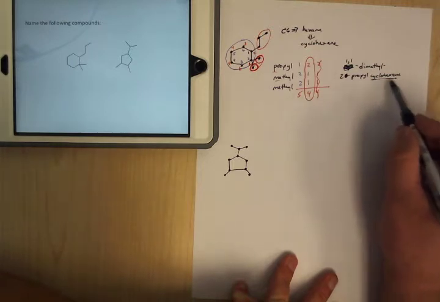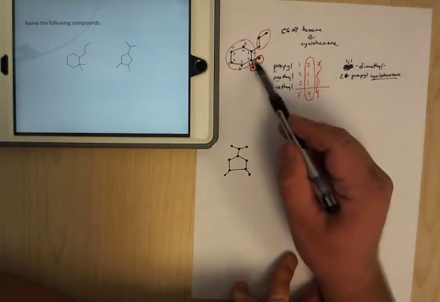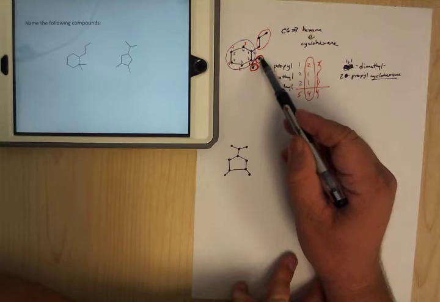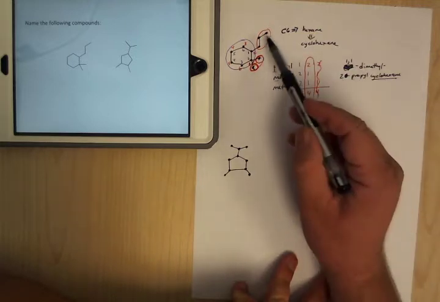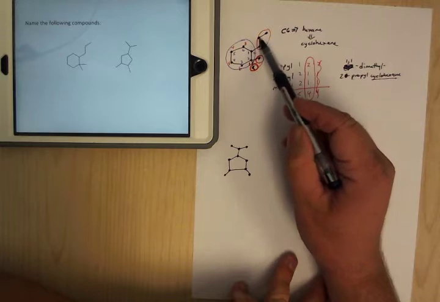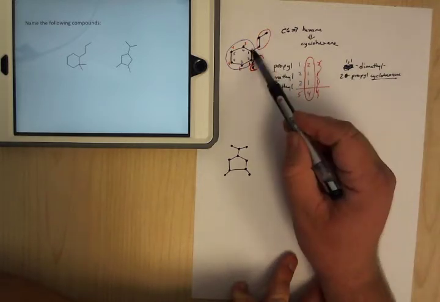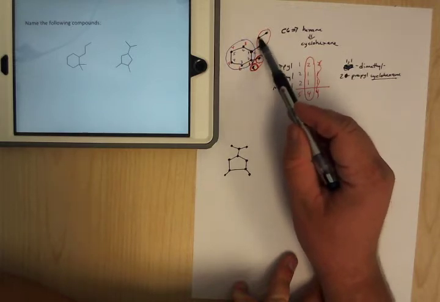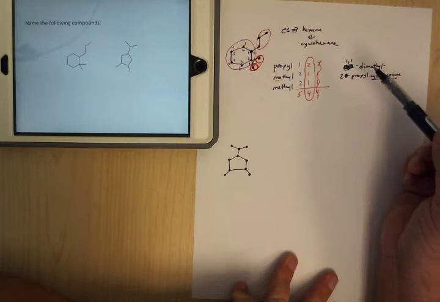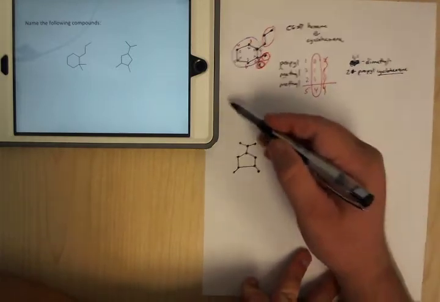So I've got a cyclohexane. I've got 2 methyl groups coming off of carbon 1, and the propyl group coming off of carbon 2. It's a 1, 2, 3 carbon piece. This doesn't count on your side chain, that's part of the ring. It's these carbons here that you're interested in. Okay, so let's try the next one.